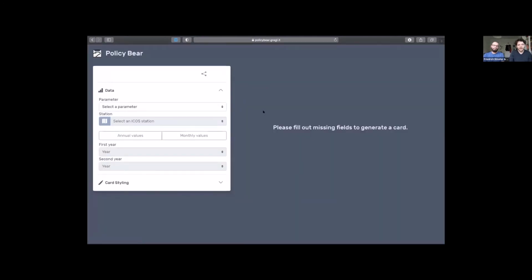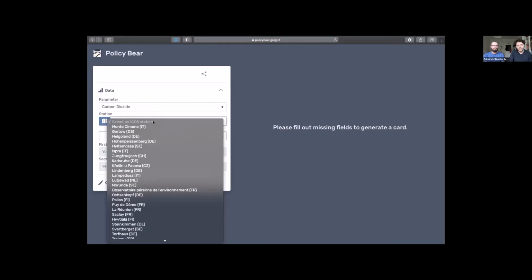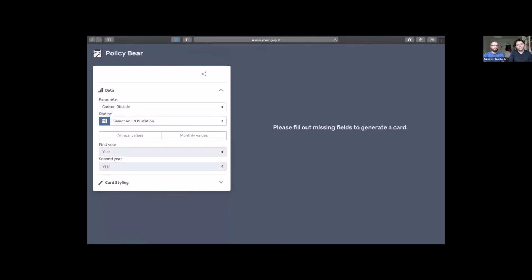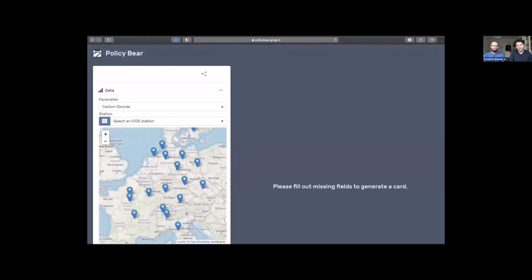So now we are in the editor of Policy Bear. And here on the left, you can select the data you want to be displayed. In the moment, there is methane and carbon dioxide as parameters. Let's choose carbon dioxide. And then you can select an ICOS station where the measurement is from. You could either pick it from the list, or you could also click on the map button here and select the station from the map. For now, let's pick the station in Munich because that's where we are from.